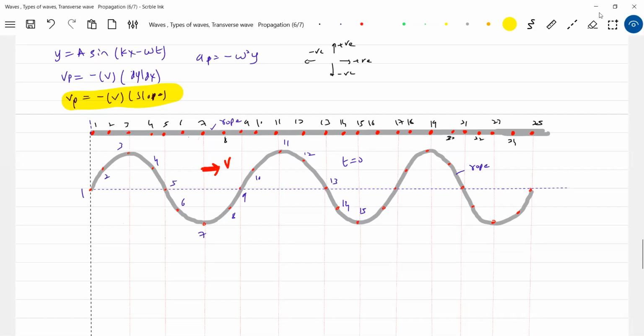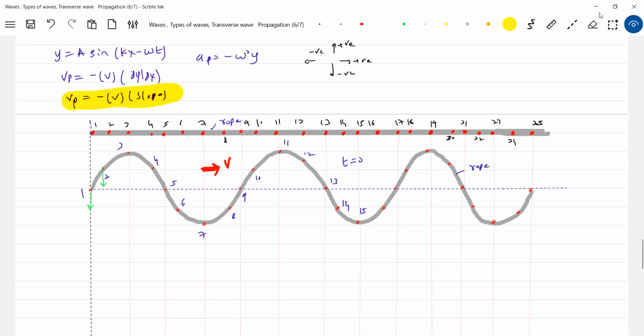Once again, I'll come back. What is the slope of that one? V is positive. Slope is positive. Negative it will come, so it will be moving down. Then 2 will be downward.